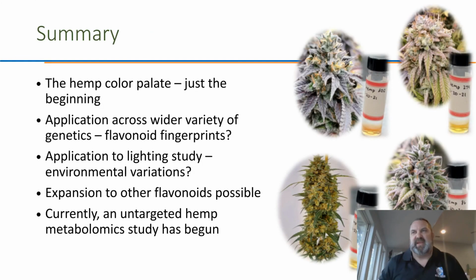So this is just the beginning of looking at the hemp color palette. There's obviously interest to apply this across a wider range of genetics. Also would like to be able to widen the net to look at other beneficial flavonoids. The lighting study, I think, is a really interesting add-on and should provide another tool for people cultivating hemp to modulate the bioactive components. We have started looking at a wider range of things in these hemp, but we've got to start someplace, and the anthocyanins certainly are an interesting area to look at, because I think everybody can appreciate the varied interesting colors that these plants can take.